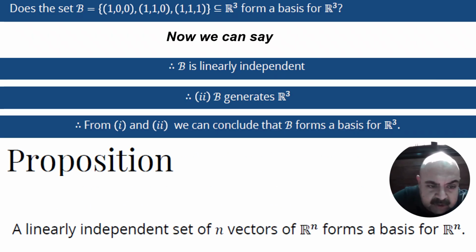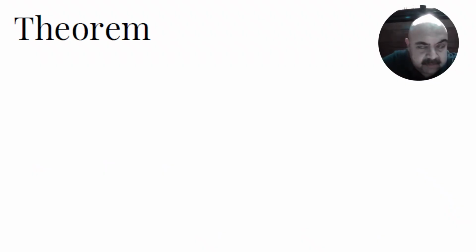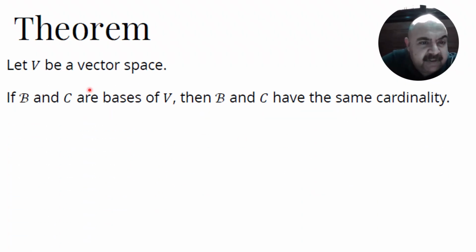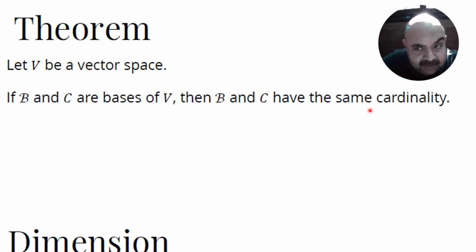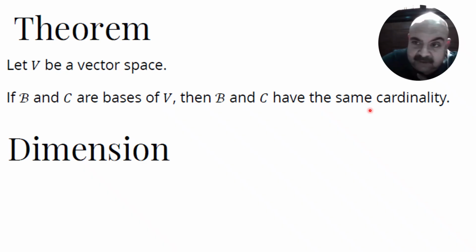The coming proposition is about a linearly independent set of n vectors forming a basis of Rn. So a linearly independent set of n vectors is the bottom line that we discovered from the previous problems. Theorem: Let V be a vector space. If B and C are bases of V, then B and C have the same cardinality. They have the same cardinality if both of them are bases for this vector space.